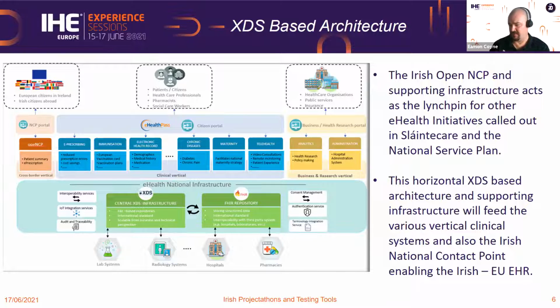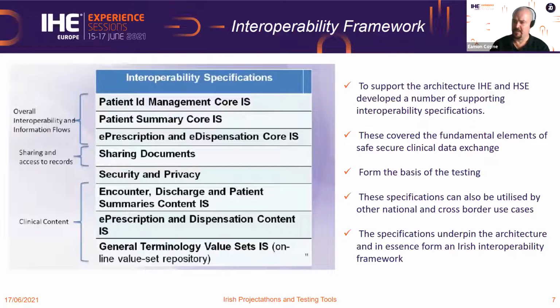Then the roadmap is that once we build up the XDS infrastructure, we then have the FHIR repository, which affords us more coarse-grained ways of reporting and analyzing the XDS data. And there's MHD, there are plenty of profiles in terms of mobile sharing of that information. So the interoperability specifications that we developed, we had core ones, which were patient identification management, patient summary, a central one to sharing documents and security and privacy, and then we had the ones around the clinical content.